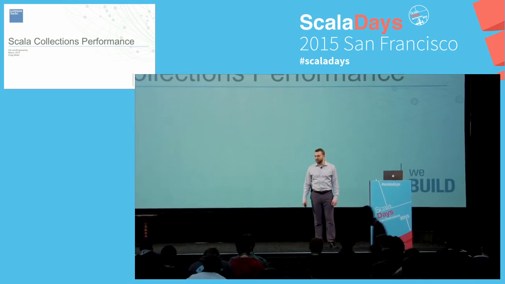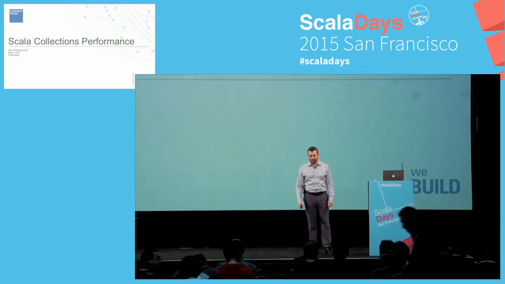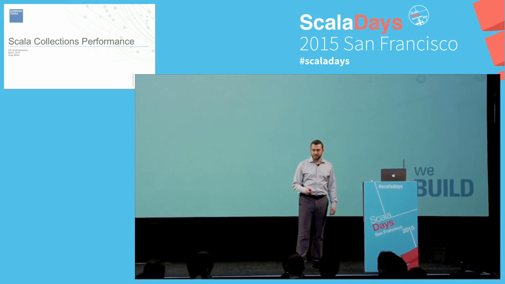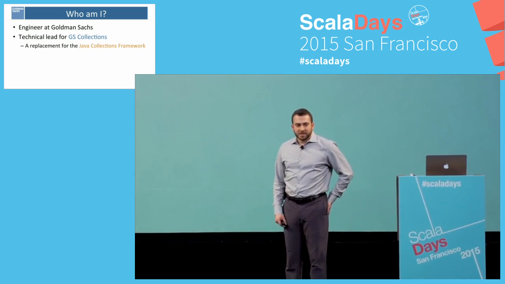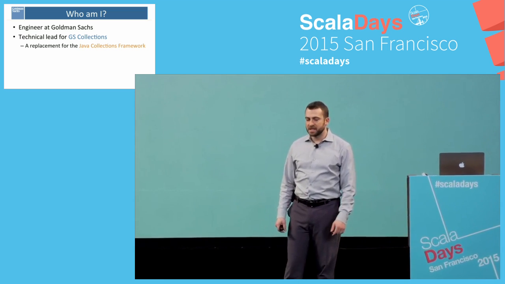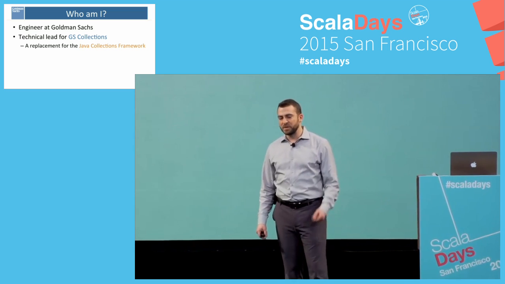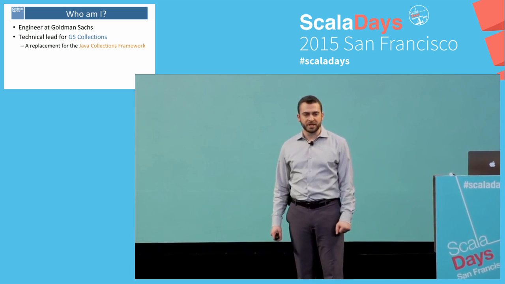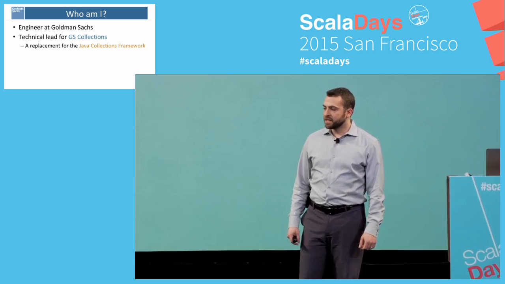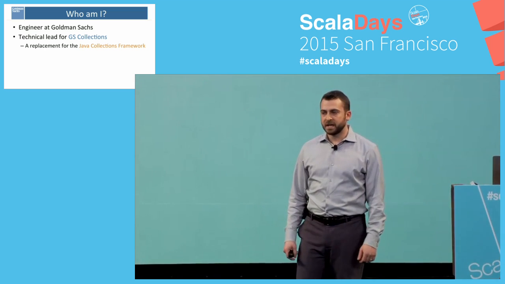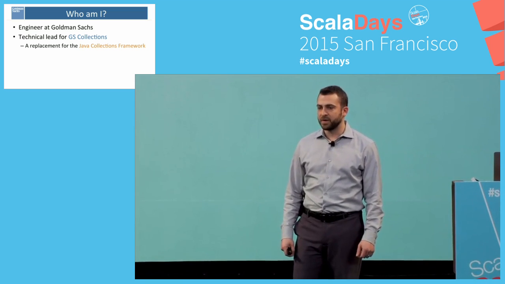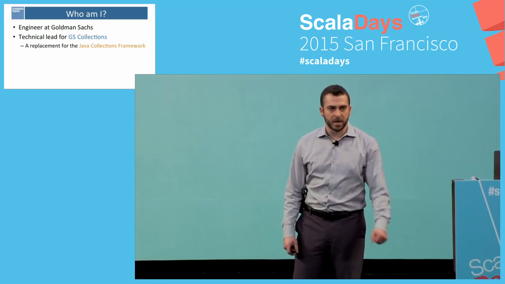I'll be talking about the performance of the Scala Collections Framework. My name is Craig Motlin. I'm an engineer at Goldman Sachs. I've worked there for about 10 years on a number of different projects and teams, and for the purposes of this talk, my most relevant work is on a library called JS Collections. It is an open source collections framework for Java, not for Scala, but it has a lot of similarities with the Scala Collections Framework, and through working on it, I've learned a lot about performance.